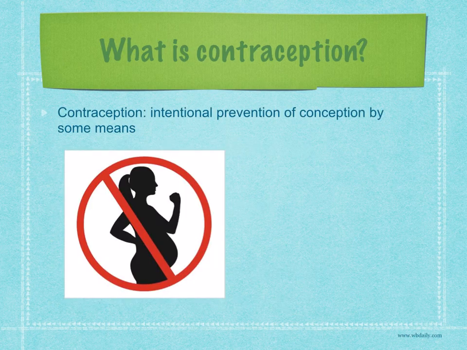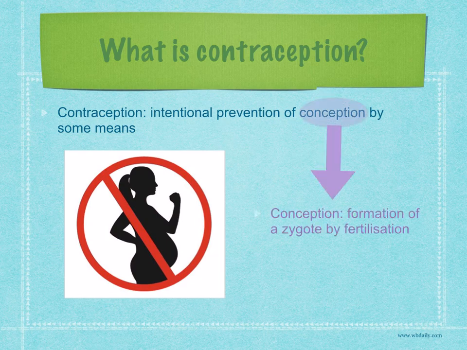So what is contraception? This is the intentional prevention of conception by some means, so natural or artificial. And conception is the formation of a viable zygote by fertilization. So when fertilization is intentionally prevented, we call this contraception.